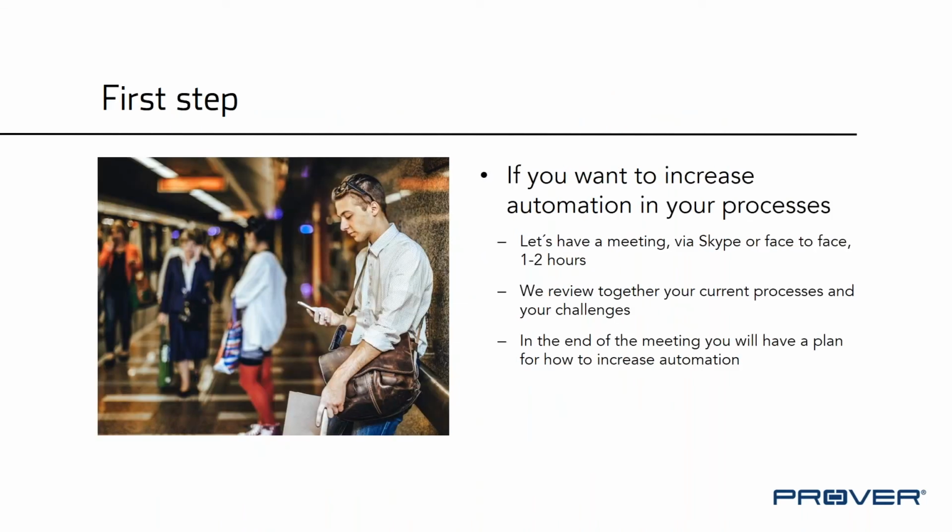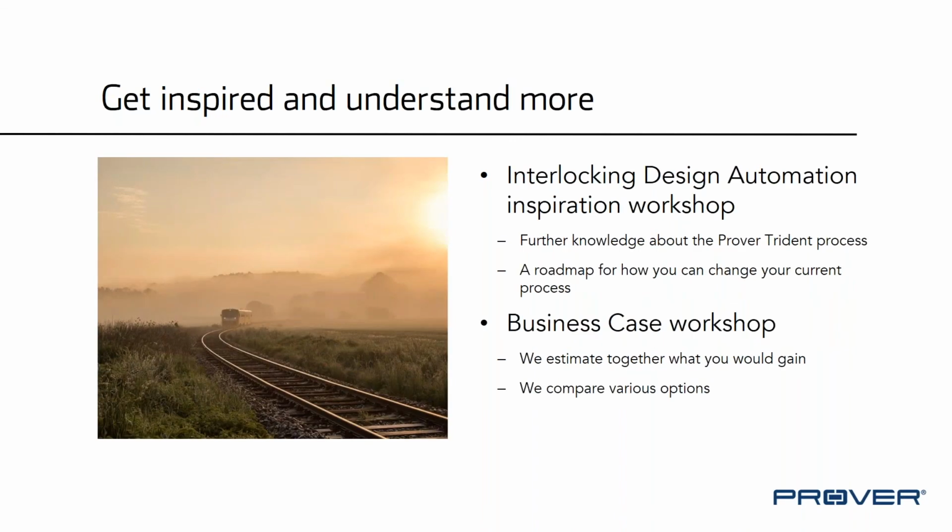The first step for you, if you want to increase automation in your process, would be to have a meeting, perhaps via Skype or face-to-face with us, of one to two hours. During this meeting, we review together your current processes and the challenges you have. It's fair to say that at the end of such a meeting, you will have a plan for how you can increase automation in your process. It doesn't take a lot to hear what the obstacles are in your current process.